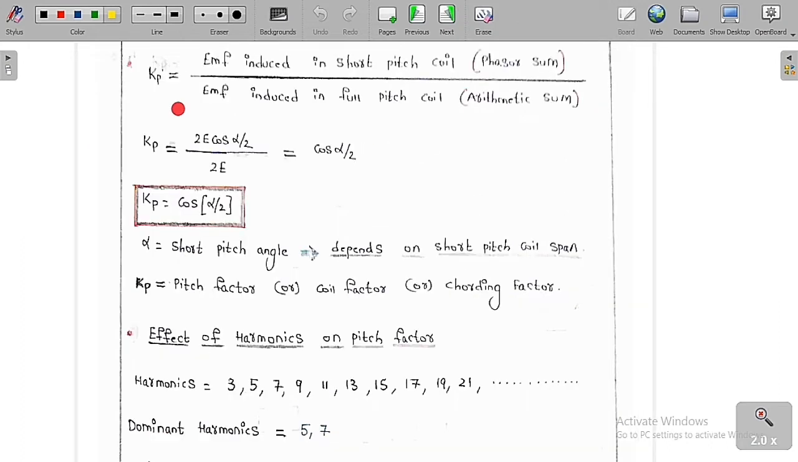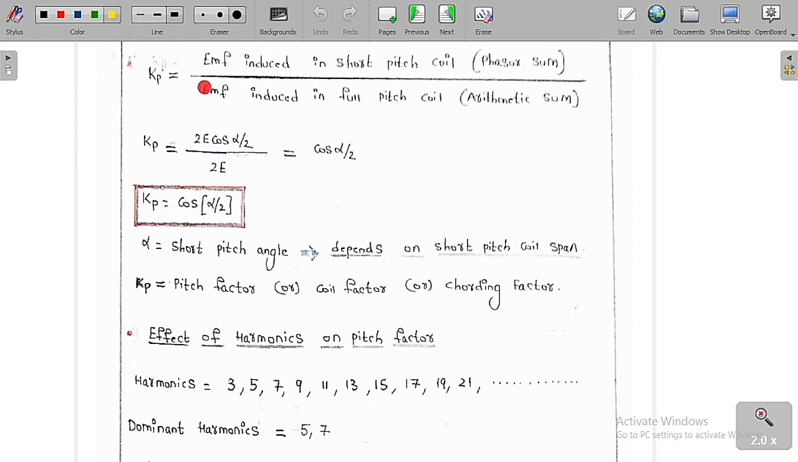So now I'll discuss one point which is called KP. KP is also called the pitch factor, coil factor or the coiling factor. It's a very important point. These are the different names that are used for this KP.